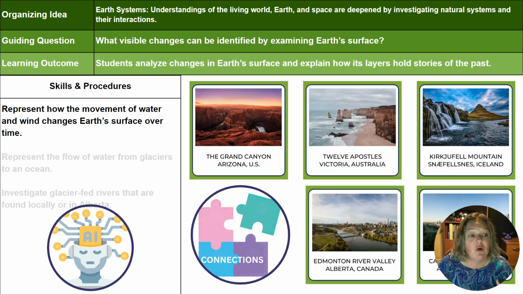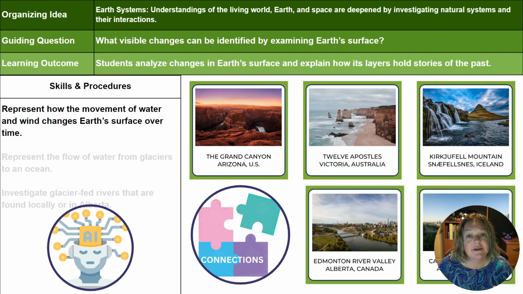Representing how the movement of water and wind changes Earth over time. So the key term here is represent. Anytime students are being asked to create something, we're going to be seeing the design thinking process. We have the opportunity, because we're talking about different types of landforms, and how a river valley is created by water, but certain other things are created by wind.